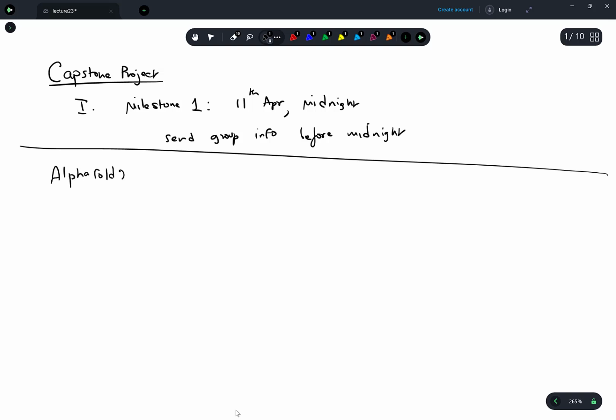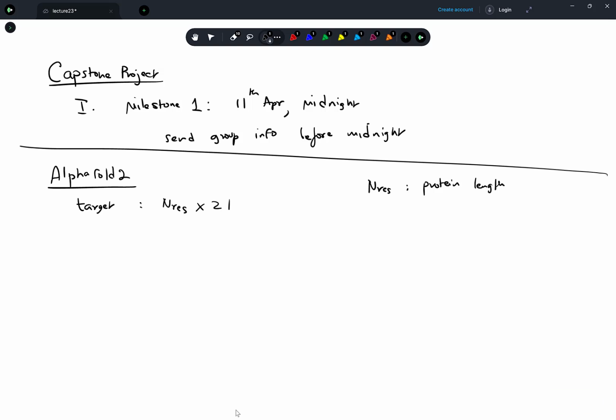Okay, this is of course AlphaFold 2. So the inputs are the target sequence, right? That's called the target, or the target feature. This is number of residues by 21. nres is the sequence length, the protein length, in terms of the number of residues, how many residues there are.